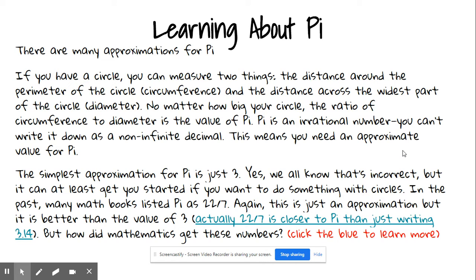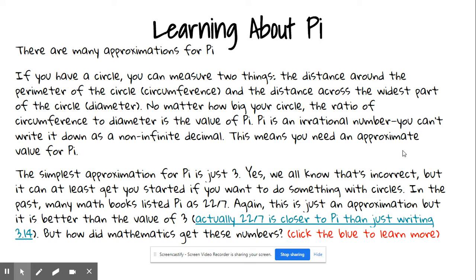The simplest approximation for pi is just 3. And yes, we all know that's incorrect, but it can at least get you started if you want to do something with circles. In the past, many math books listed pi as 22 divided by 7, or 22 sevenths. That's with a TH at the end. Again, this is just an approximation, but it is better than the value of 3. Actually, 22 sevenths is closer to pi than just writing 3.14.